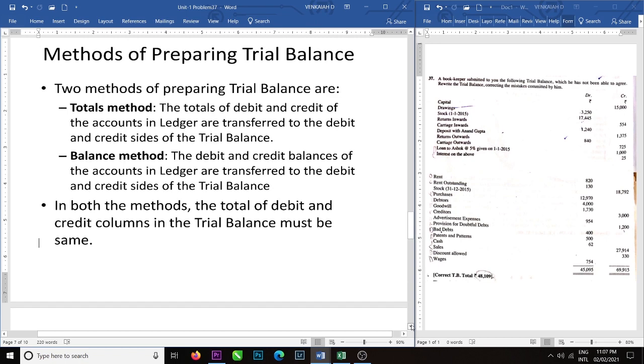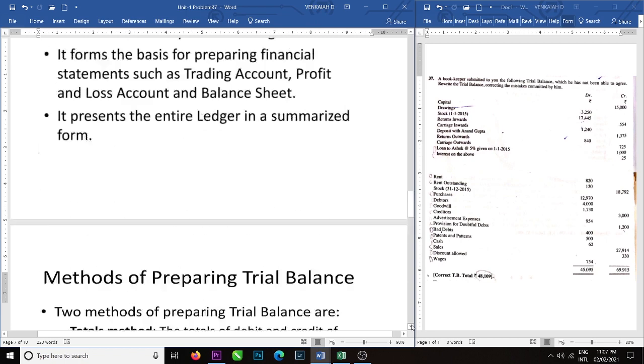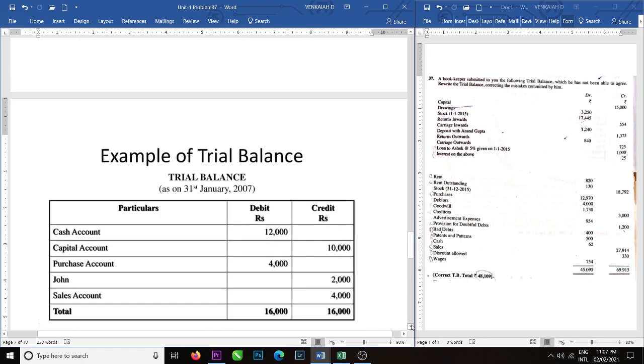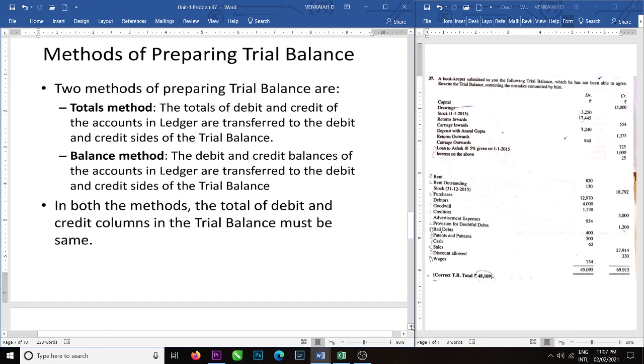Methods: two methods, that is total method, another one is the balances method. We are using balances method. Either method you follow, trial balance will tally. It has to tally because we are following double entry system where we are posting debit amount as well as credit amount equal.